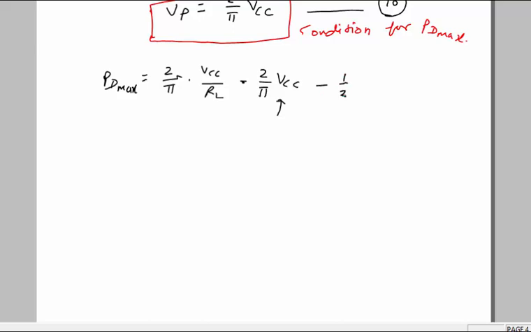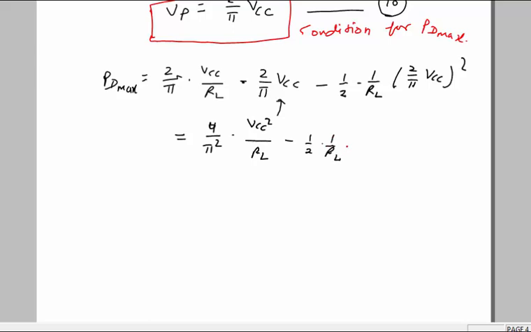Minus half, okay, let's keep 1 by RL outside. Now remaining was VP square. So VP we will write as (2 by pi VCC) whole square. Okay, now let us solve this. This equals 4 by pi square VCC square by RL minus, here we will get half 1 by RL.